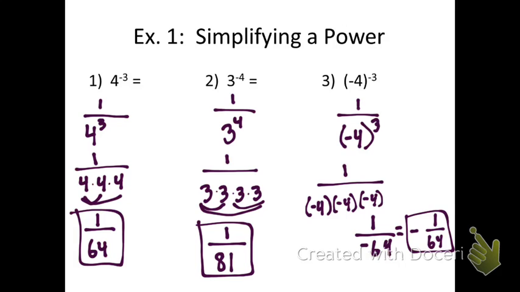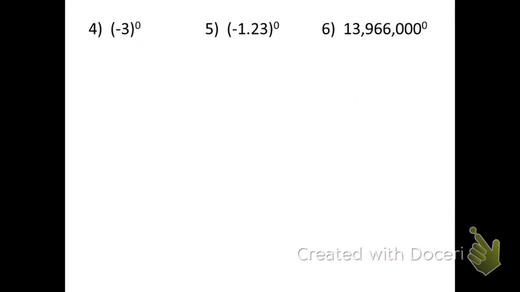Example 4. Now these are easy. These all have powers of 0. So again, like I showed earlier, negative 3 to the 0 power is equal to 1. Negative 1 and 2300ths to the 0 power is equal to 1. Again, 13,966,000 to the 0 power is equal to 1. It doesn't matter what it is, these are all equal to 1. So essentially these are all equal to each other.